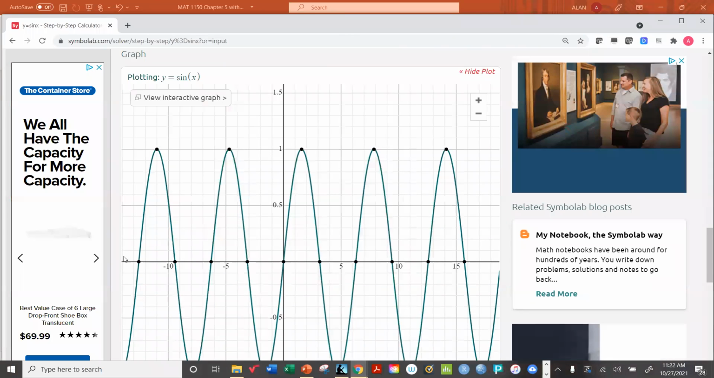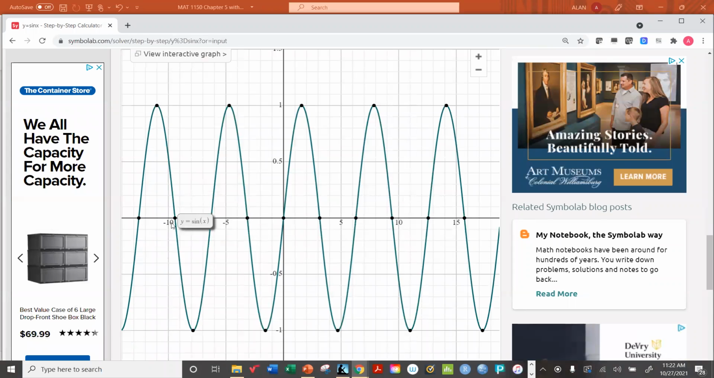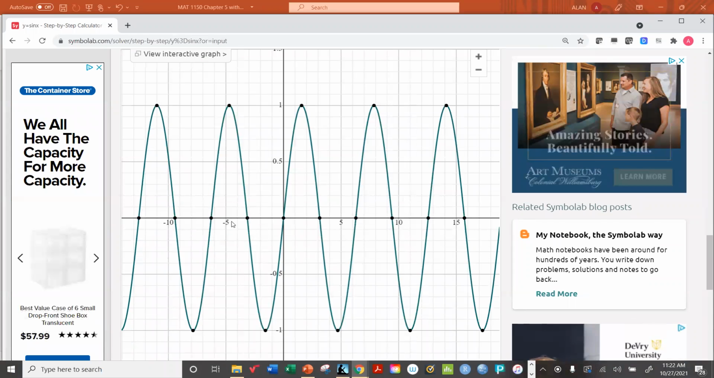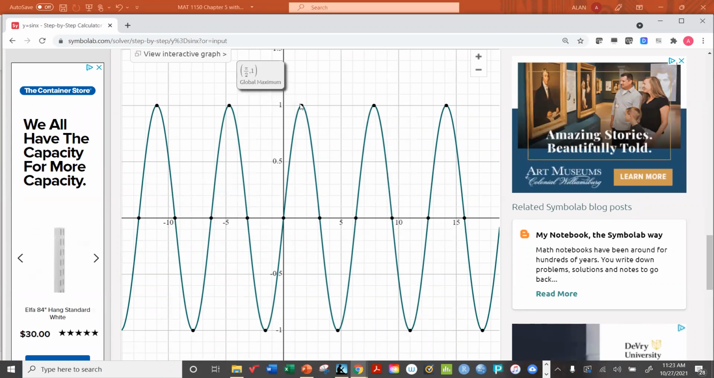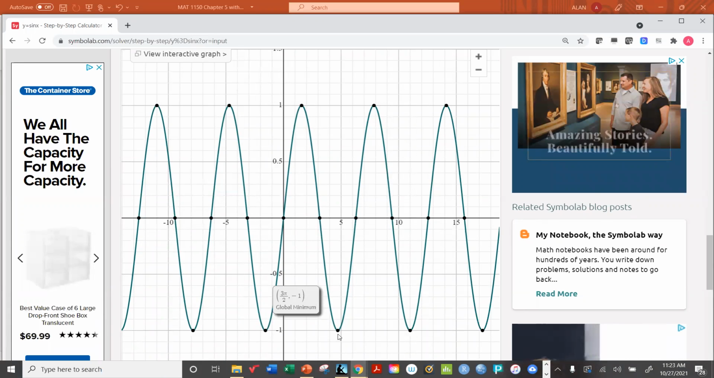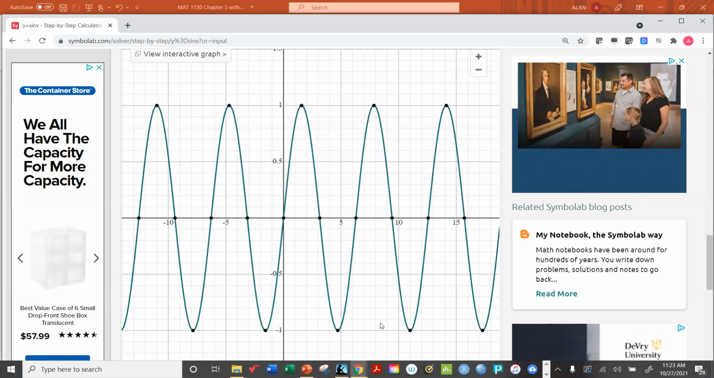So you see what it's doing. It's going through these cycles. Now you can see any number on the real number line is acceptable. The domain is every possible value of x. But if you look at this graph carefully, it never goes above 1 or below -1. That's why the range is bounded between 1 and -1, including those two values.